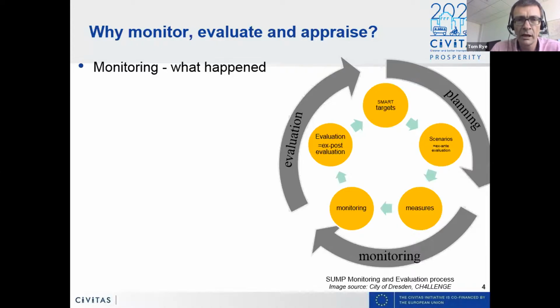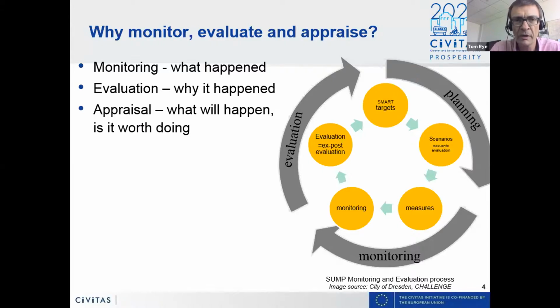So really, monitoring can be summed up as what happened, evaluation summed up as why that thing happened. So the two are different. You can collect data, but it might show you that something has changed, but it won't necessarily tell you why it changed. An appraisal, well, it's related, but I'm not going to cover it much here. What will happen is something worth doing.